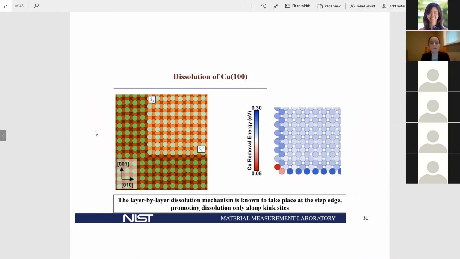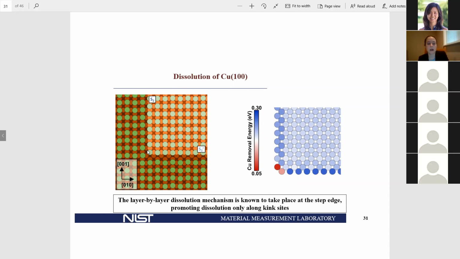So then, continuing with our neural network, we can also consider the dissolution of the copper 100. So here we have a test step edge. We have an S2 step on one side and the S2 prime on the other step, and we can make a heat map of the removal energies. So effectively, we just remove one chloride from one copper from the system, and then ask, after it relaxes, what is the energy of the overall structure?